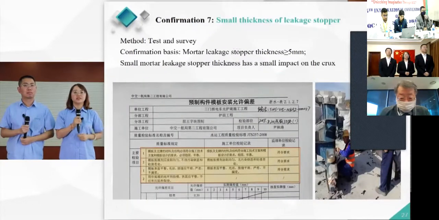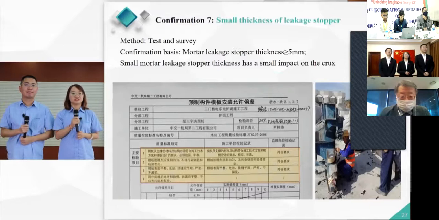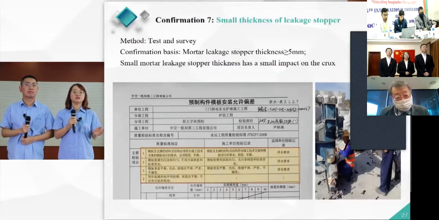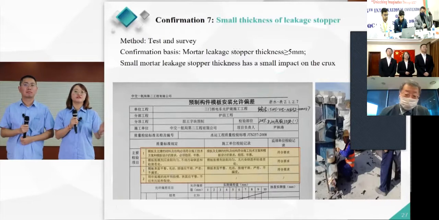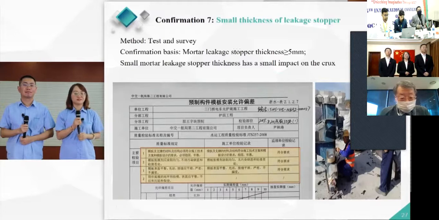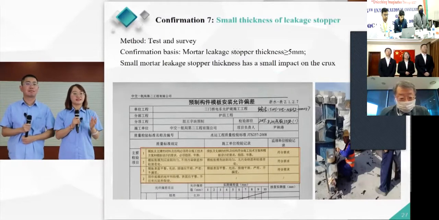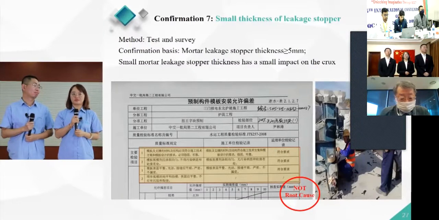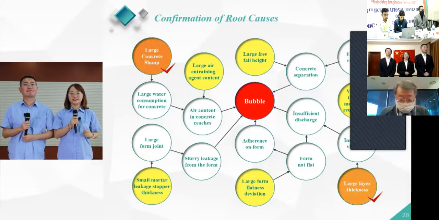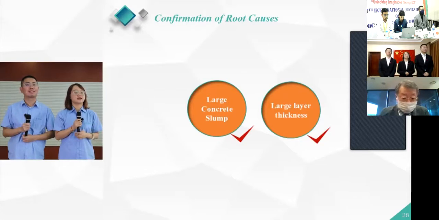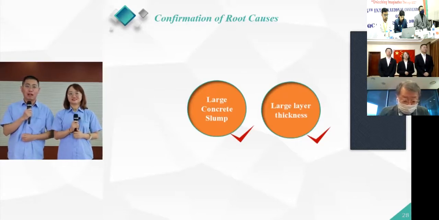Terminal factor 7, small thickness of leakage stopper. From site measurement, it's confirmed that the leakage stopper is 5 millimeters thick. It's greater than the width of the joint. The stopper can fill the foam joint, and the foam joint acceptance rate was 100%. No bubble was caused by thickness of leakage stopper, so this is not the root cause. In summary, we identified 2 root causes: the large concrete slump and the large layer thickness.